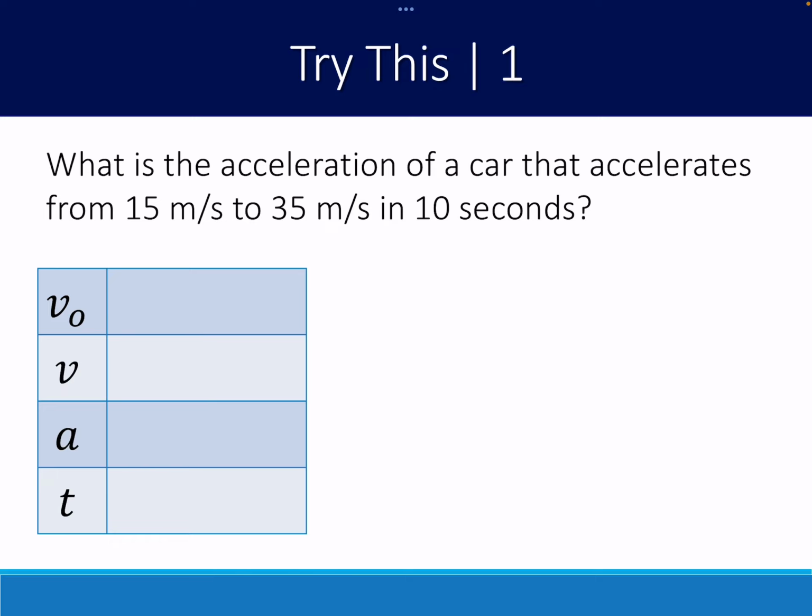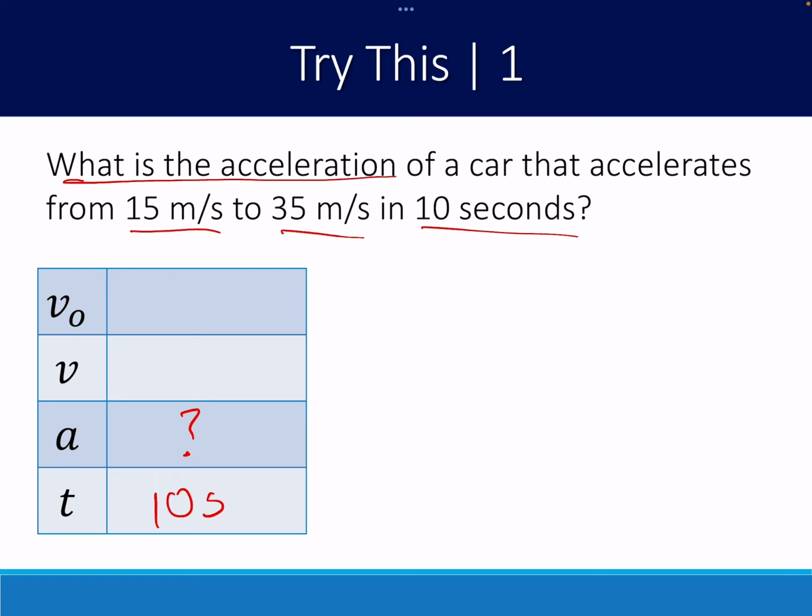All right, so in this case, one thing you can do is use our formulas to try and solve for this one. So our first thing that's always going to be helpful is creating a little chart so we can identify what our variables are. What we have here is two different velocities and a time, and we're trying to find the acceleration. So we don't know the acceleration. We do know the time.